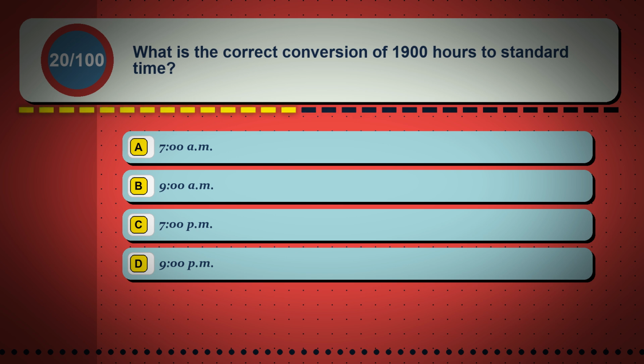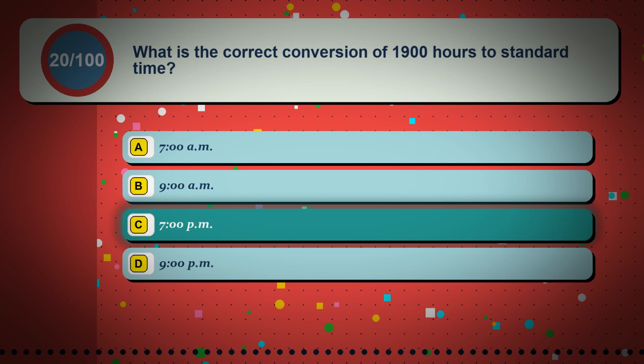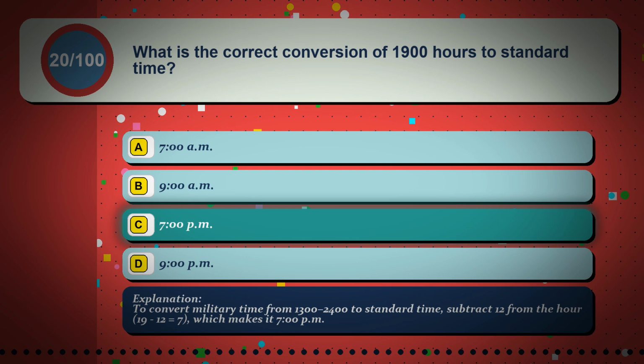Option A, 7 a.m. Option B, 9 a.m. Option C, 7 p.m. Option D, 9 p.m. The correct answer is option C, 7 p.m. To convert military time from 1300 to 2400 to standard time, subtract 12 from the hour. 19 minus 12 equals 7, which makes it 7 p.m.